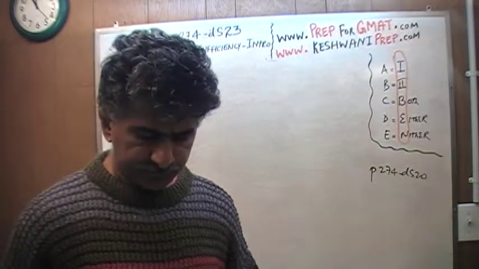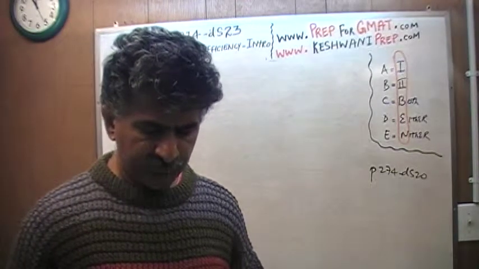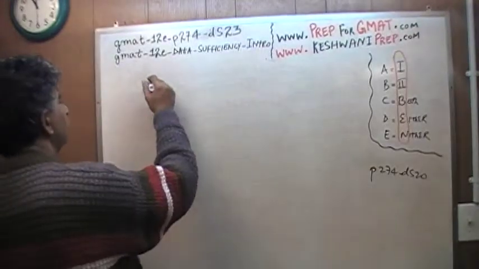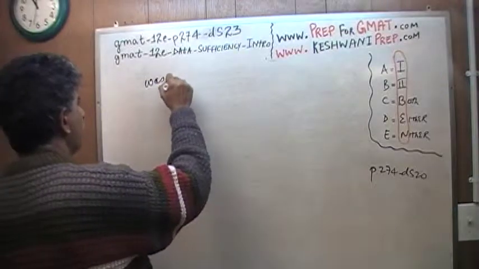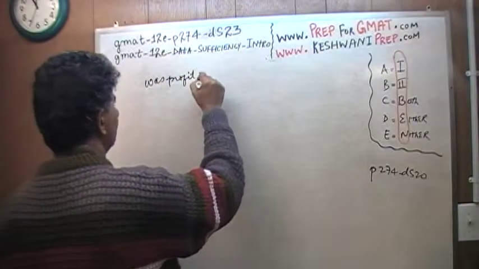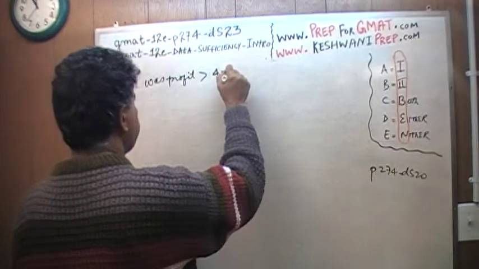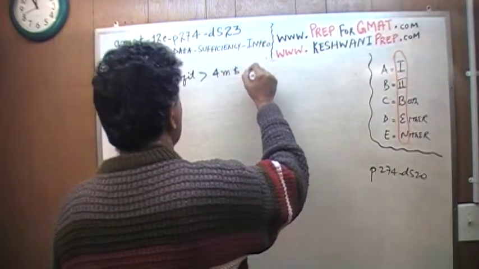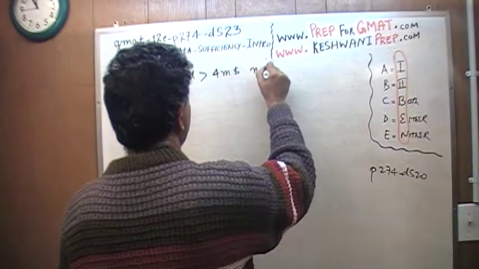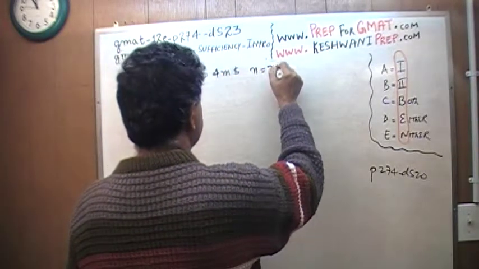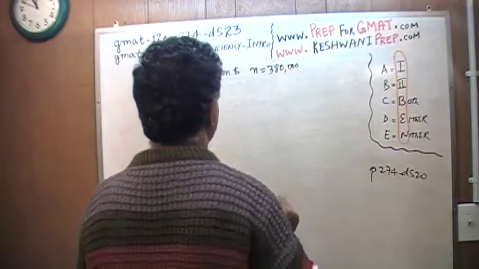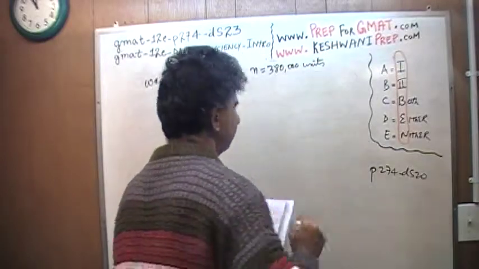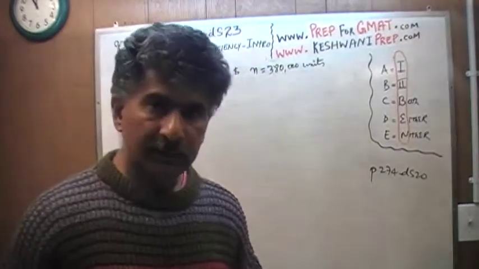The question simply is, did the profit exceed $4 million on a sale of 380,000? Was profit greater than $4 million when n equals 380,000 units? That's the question. Let's see the first statement.